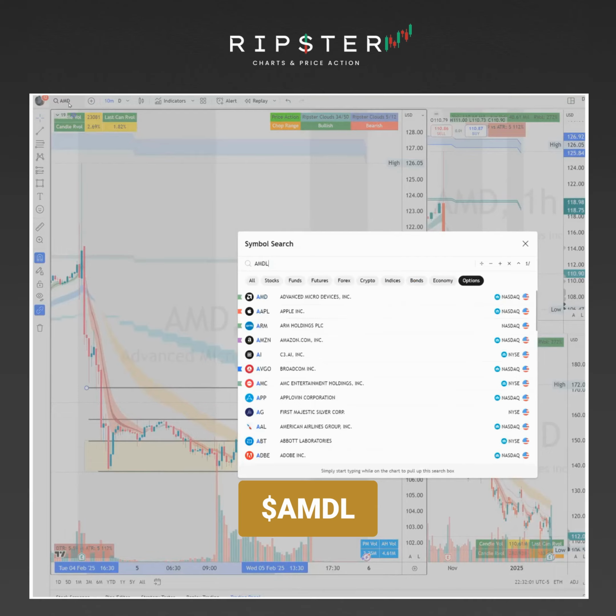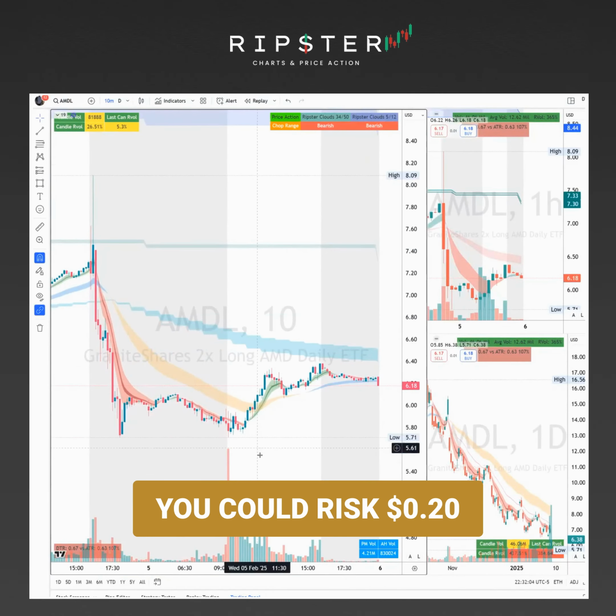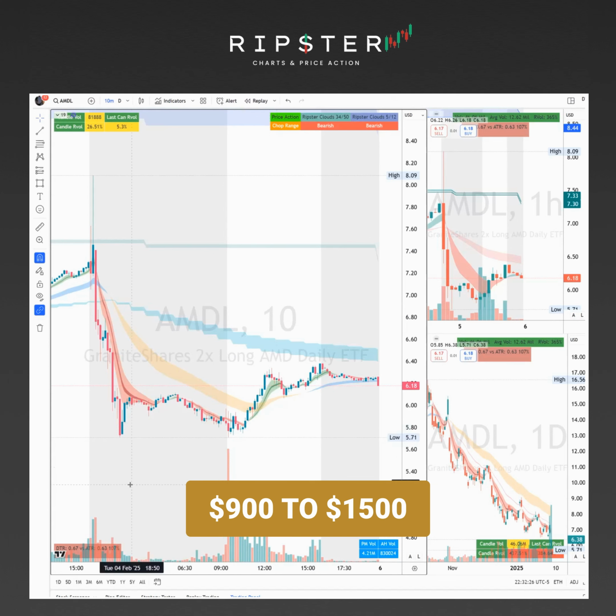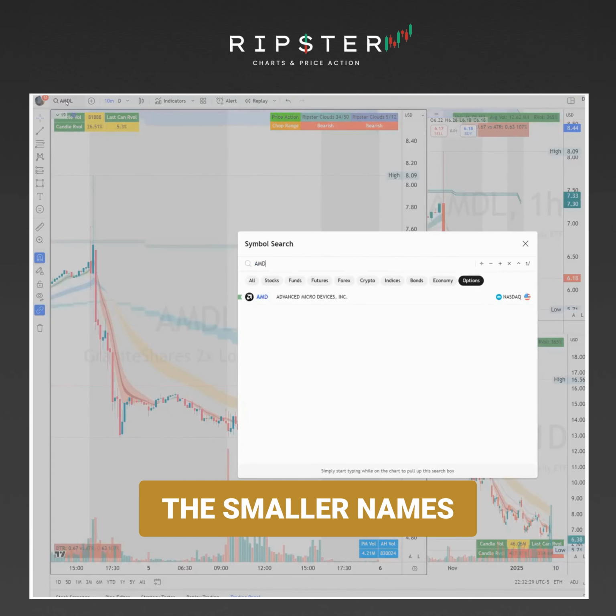Or if you were trading AMDL leverage ETFs, you could risk 20 cents here, 585s, 590s. You could risk 15 cents and you could make 20, 30 cents. 3,000 shares, you're risking like $450 and you're making $900 to $1,500 based upon your share size. That's how you can trade the smaller names, leverage ETFs.